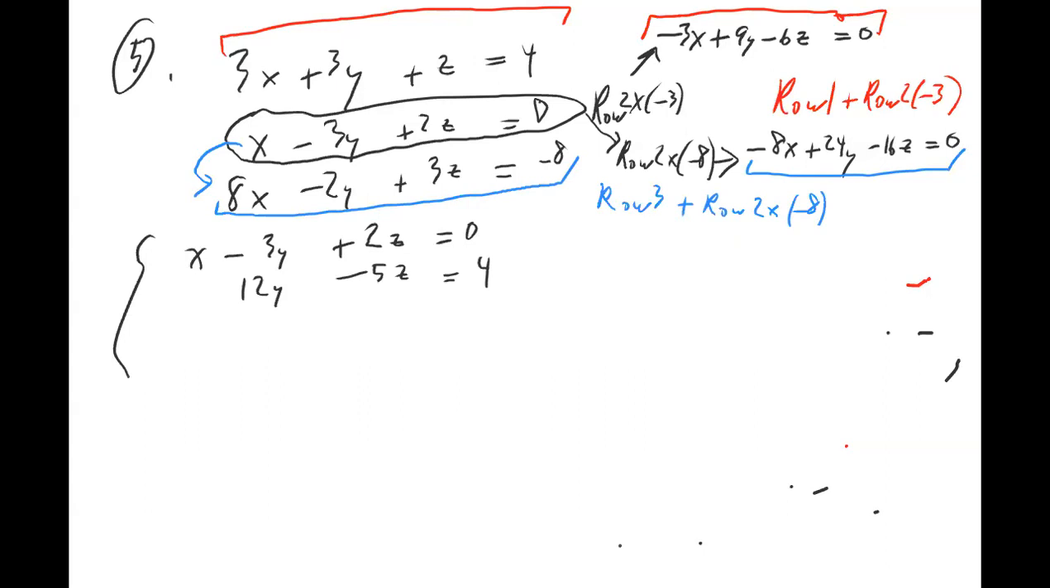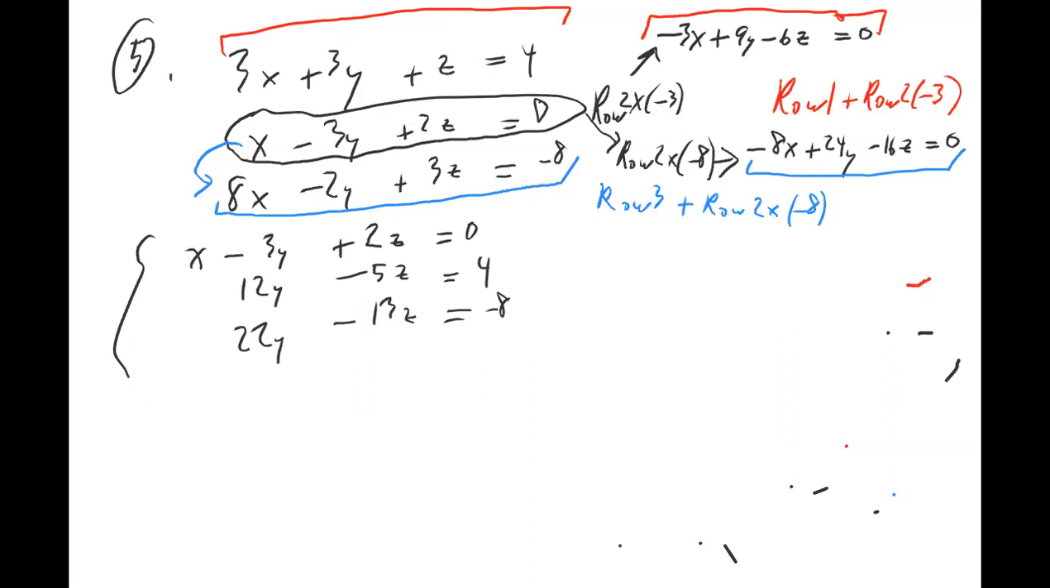So let me go ahead and add those two blue equations together in the third row. If I do that, 8x plus -8x goes away. -2y plus 24y is equal to 22y. And then 3z plus -16z is -13z. -8 plus 0 is just -8. Perfect.